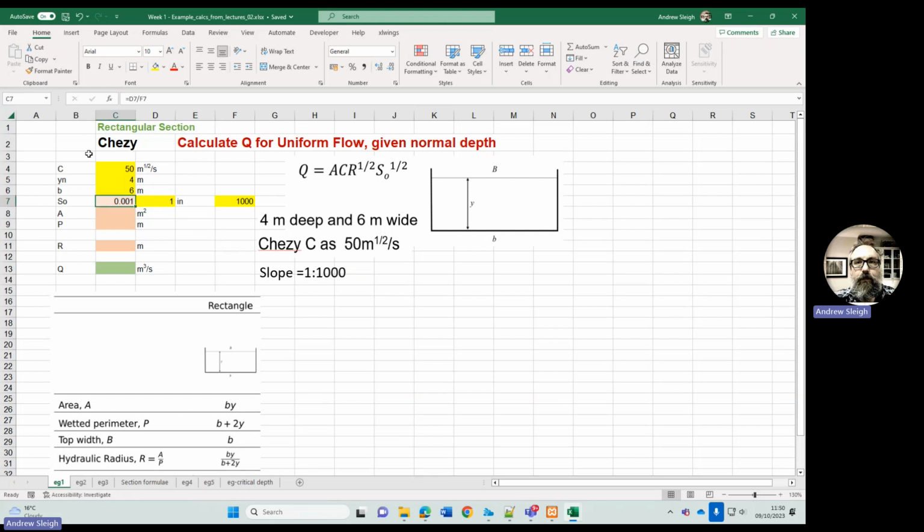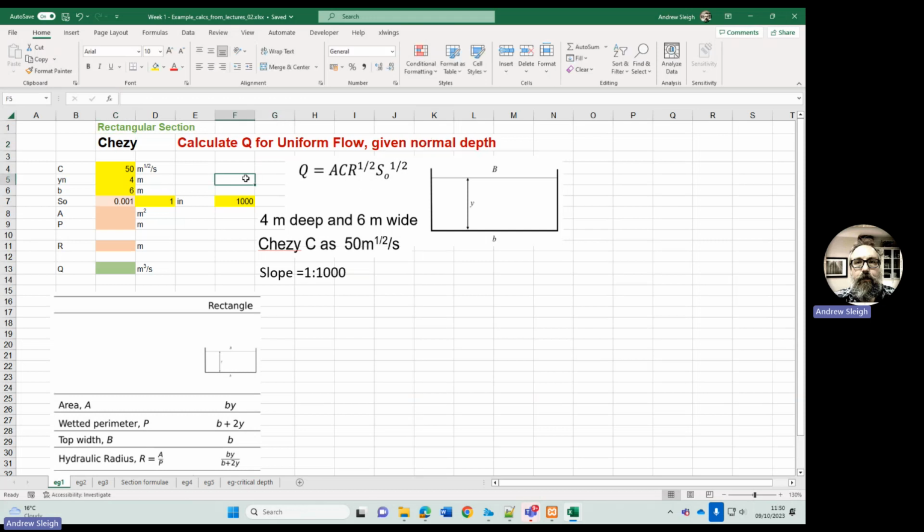Right, the first example was to calculate Q, discharge, for uniform flow given a normal depth. So normal depth, remember, is the depth in uniform flow. Now this is an example using the Chezy equation. That's the equation of this form. Flow is equal to A C, C is the Chezy C, hydraulic mean radius to the half, the slope of the channel to the half.